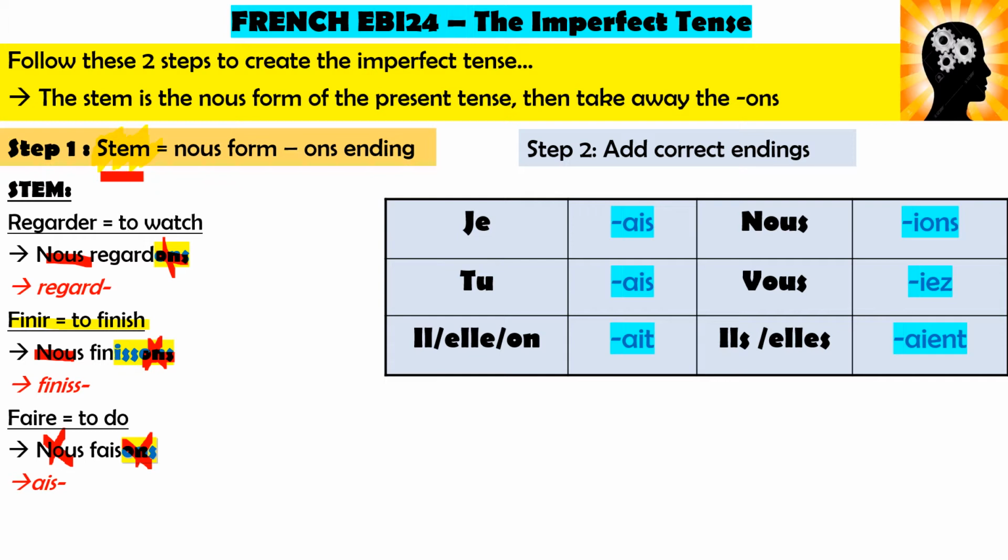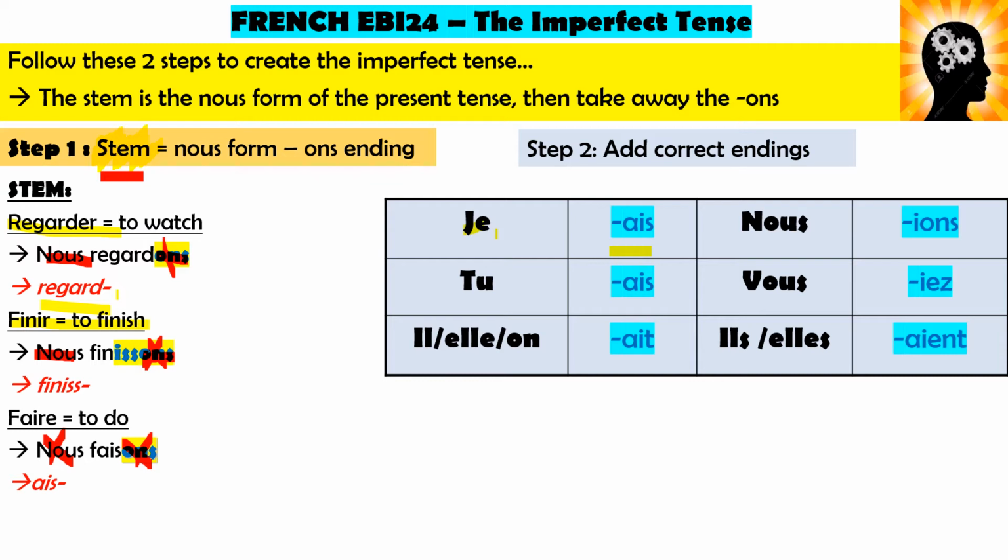So let me try and put this together. Je regarderais, with the ER on the end, would be I would watch. Je regarderais, I would watch. But for the imperfect, you take the nous form, you get rid of the ONS, and regard is the stem, so je regardais, without the ER, is I was watching or I used to watch. And it's that tiny change that makes the difference.